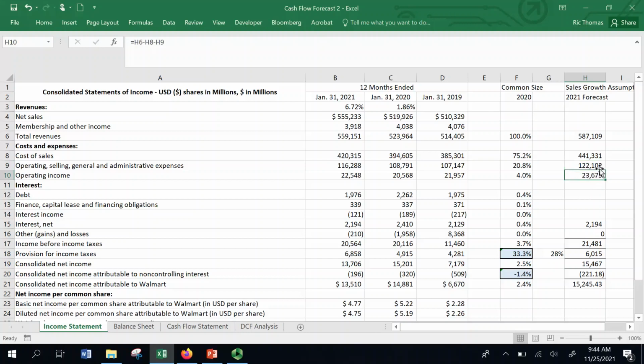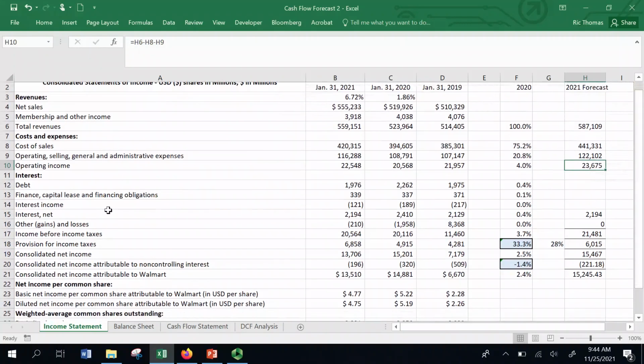So now for operating income, it's just 587 minus these two numbers is 23,675. So that's actually the EBIT number that I'm going to use, earnings before interest and taxes. Now, here comes the interest, and there comes the taxes thereafter.